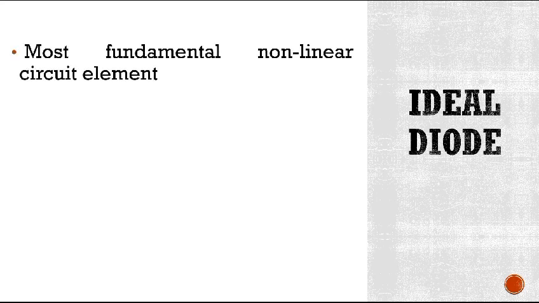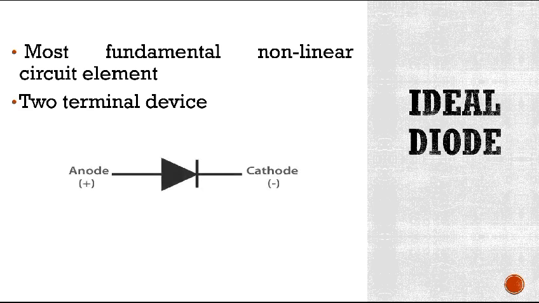What is an ideal diode? An ideal diode may be considered the most fundamental nonlinear circuit element. It is a two-terminal device having a circuit symbol which looks like this. The positive terminal of a diode is called anode and the negative terminal of a diode is called cathode.